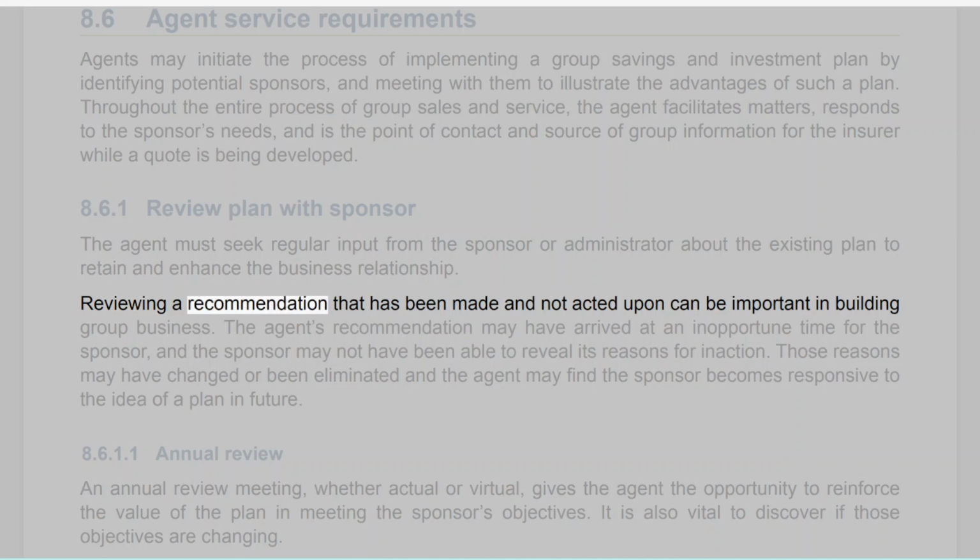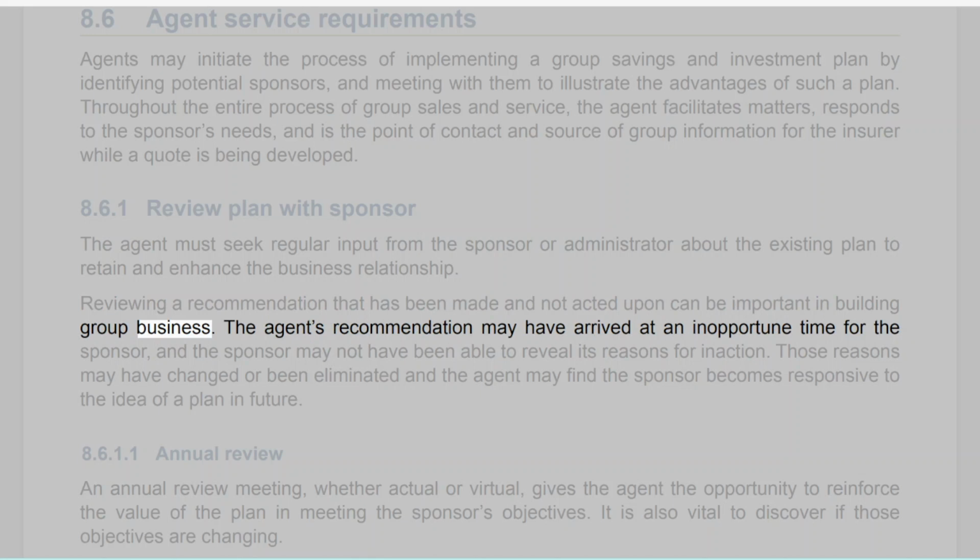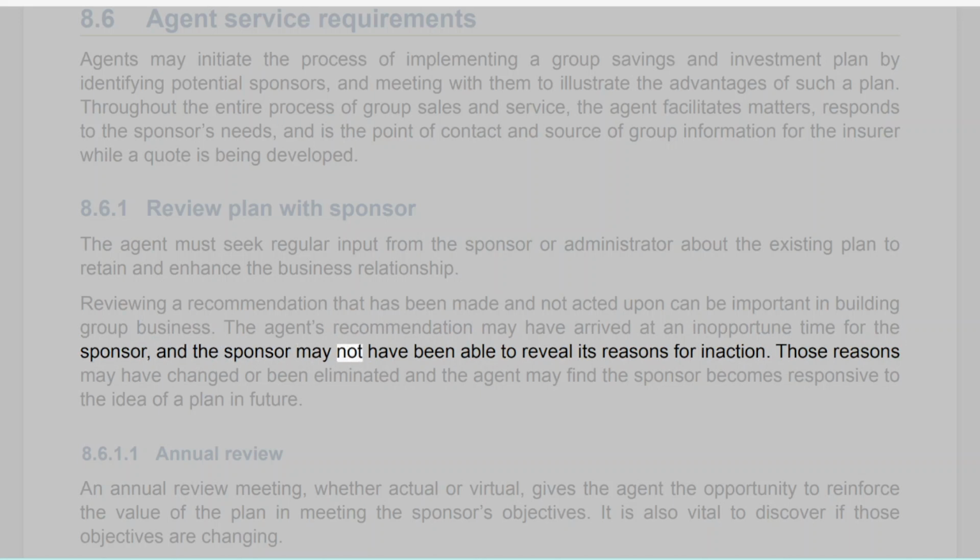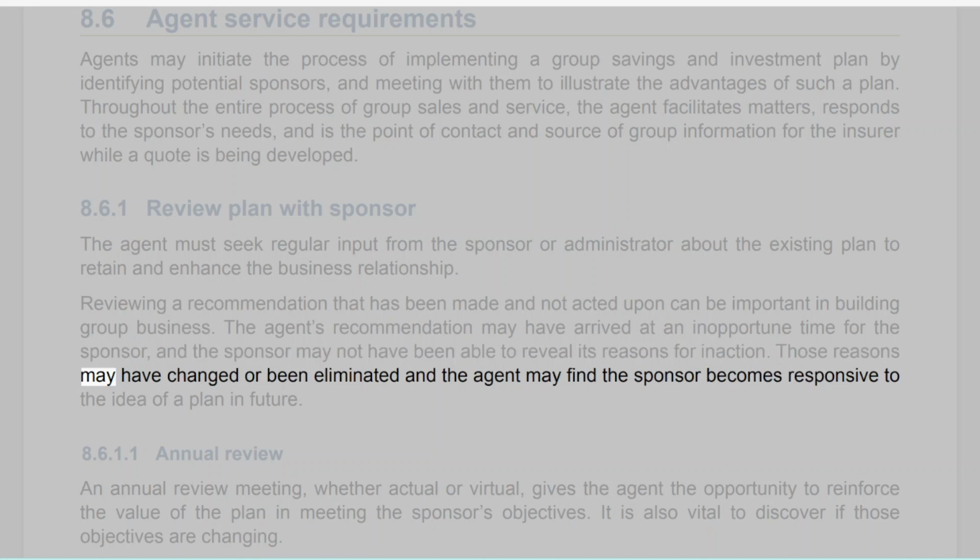Reviewing a recommendation that has been made and not acted upon can be important in building group business. The agent's recommendation may have arrived at an inopportune time for the sponsor, and the sponsor may not have been able to reveal its reasons for inaction. Those reasons may have changed or been eliminated, and the agent may find the sponsor becomes responsive to the idea of a plan in future.